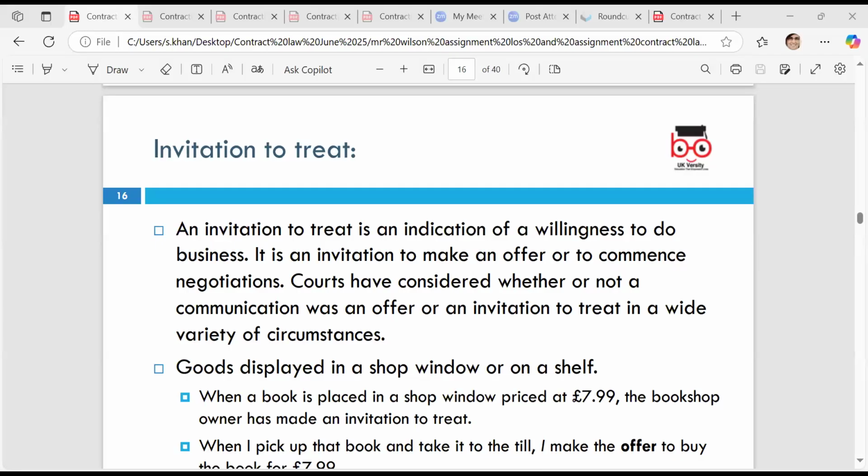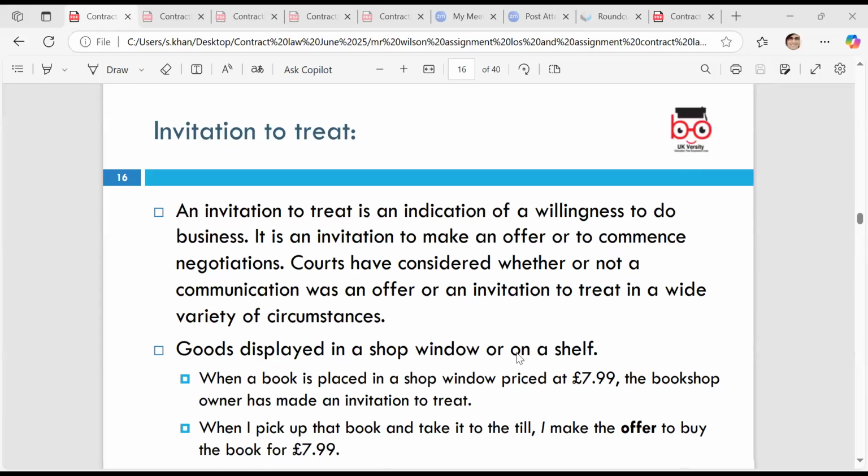Courts have considered, in cases, whether something is an offer or whether it's an invitation to treat. There have been certain cases categorized as an offer where the court thought it was an invitation to treat. So it's really, really important to understand the difference.